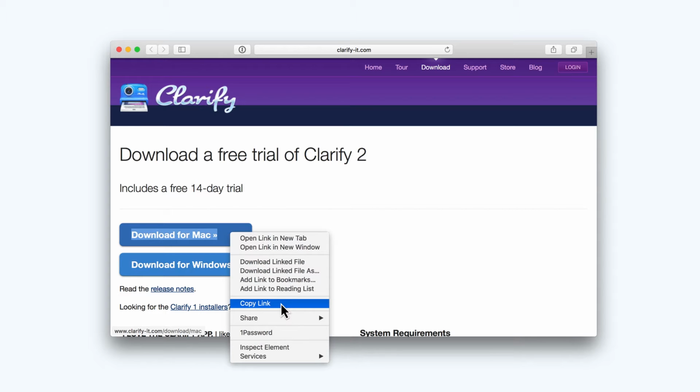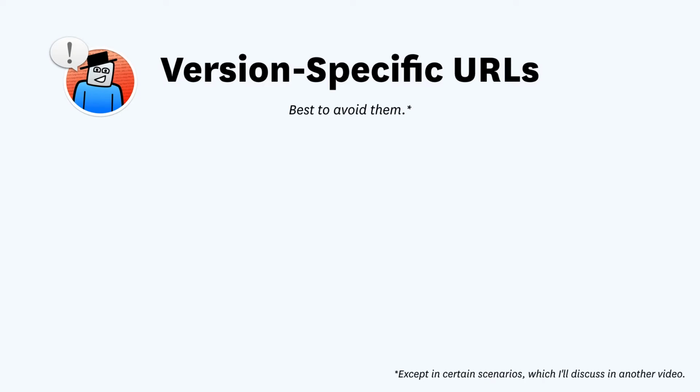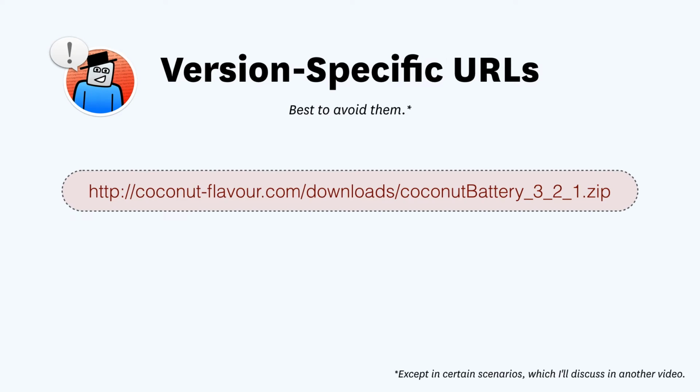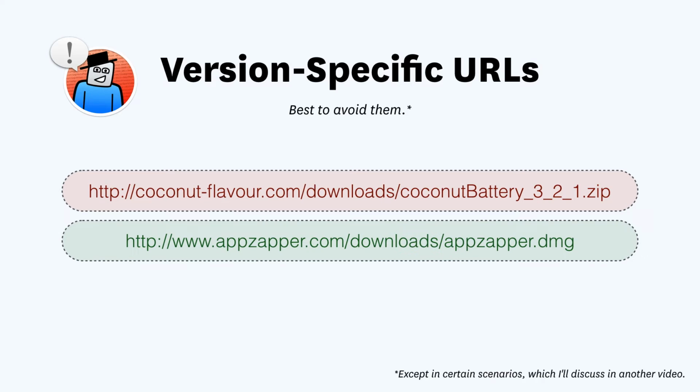Before you use a download URL with Recipe Robot, you'll want to double check that it's not version specific. Here's an example of a version-specific URL. Notice the version before the .zip part? We don't want that. Instead, we want something that might look like this, or like this.